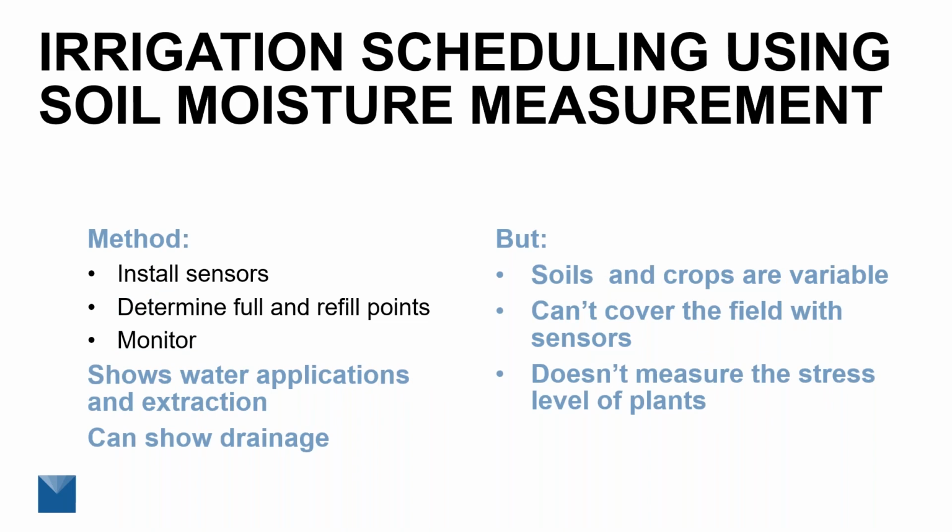If we look at soil moisture-based irrigation management, we need sensors to tell us what the moisture status of the soil is. We then need to determine the sensor reading when the profile is full, the sensor reading when it's empty. We monitor to see what the soil moisture is. If the profile is empty, we irrigate. If it gets full, we turn the water off. Being able to irrigate in this way would help a lot in our ability to not over or under irrigate.